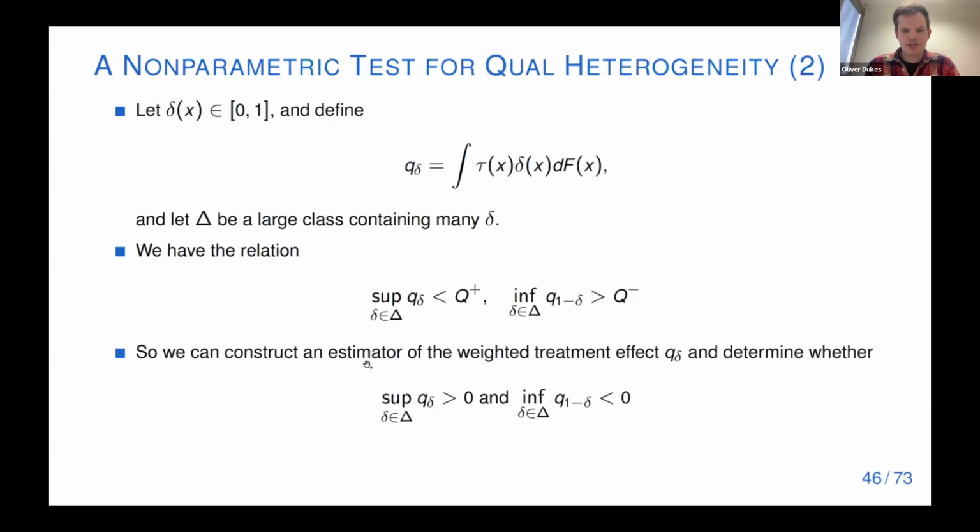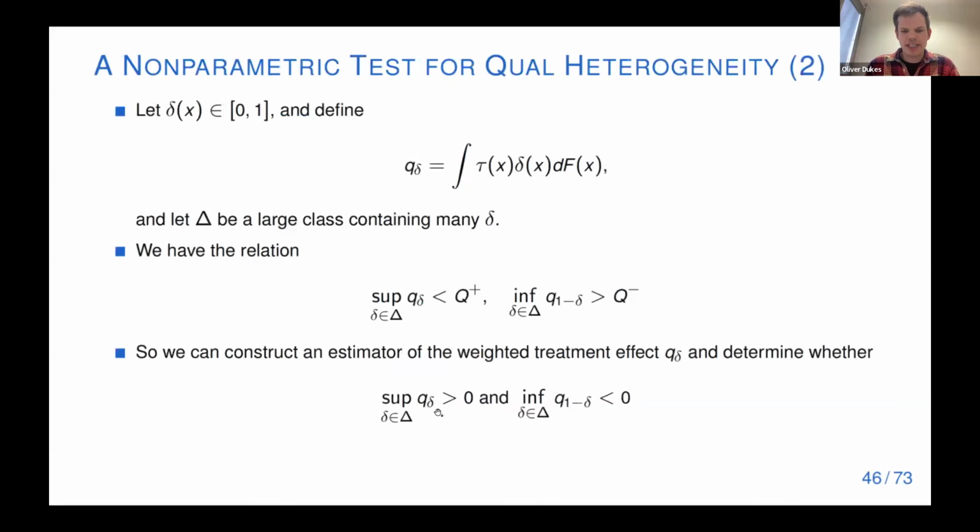So basically, we can construct an estimator of the weighted treatment effect, Q delta, and then we determine whether the supremum is bounded away from 0 and the infimum for Q1 minus delta is less than 0. Right? So it's like we're doing basically two one-sided tests. But each of these one-sided tests is basically using a similar procedure to what we did in the case of quantitative heterogeneity.